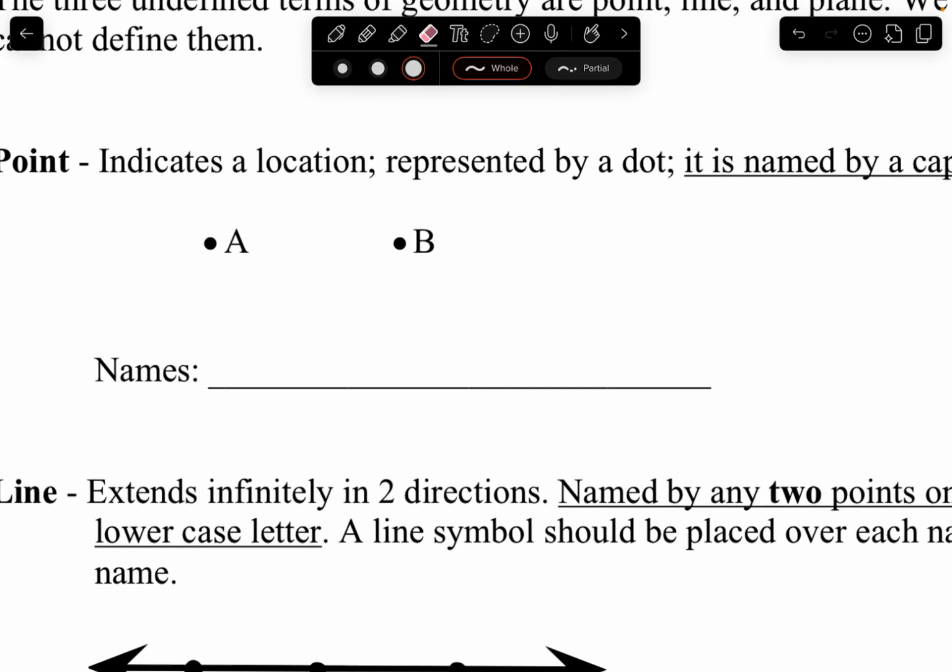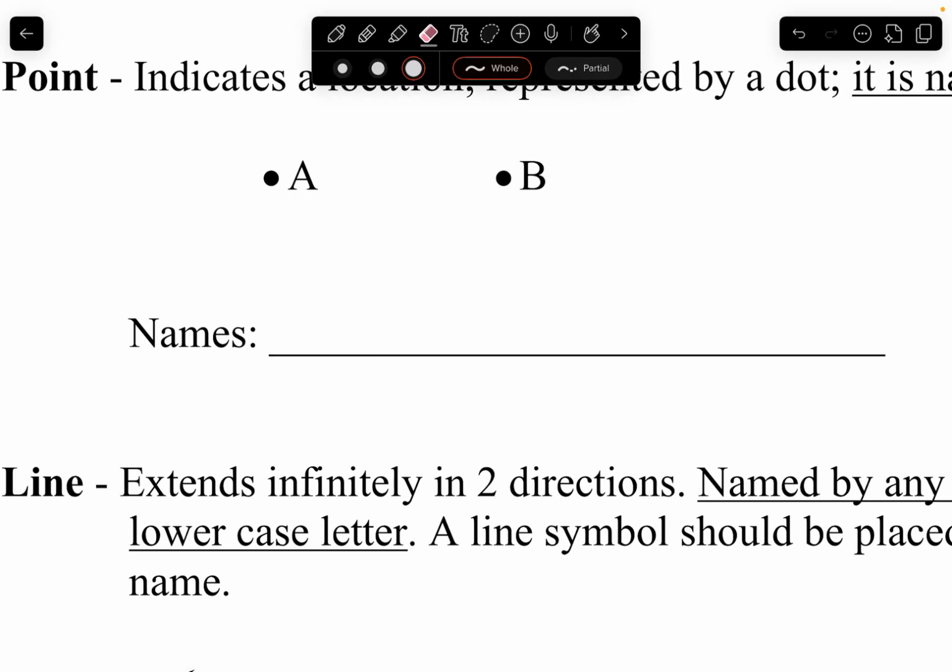So if you look at these two dots below, notice that next to the first dot is the letter A, and next to the second dot is the letter B. So we would consider these point A and point B. We would name this as point A, or we could name this one over here as point B. We don't have to write the word point in front of it.